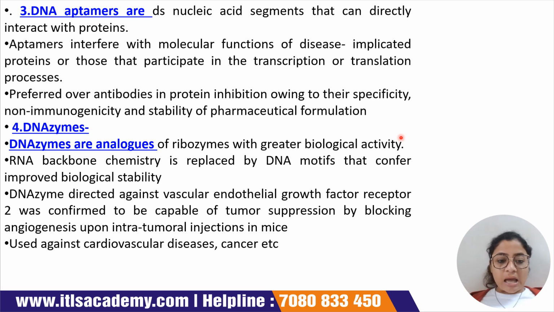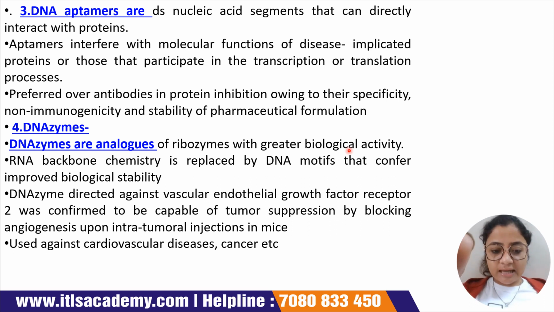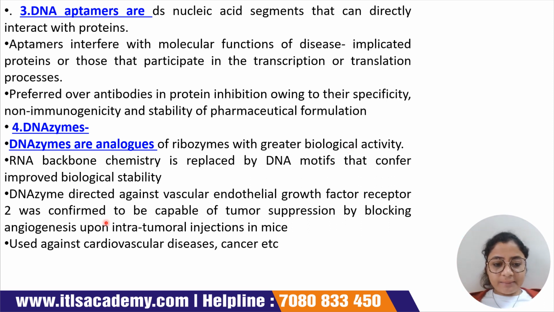Okay. And the fourth category will be the DNA enzymes. What are they? DNA enzymes are analogs of ribozymes with greater biological activity. RNA backbone chemistry is replaced by DNA motifs that confer improved biological stability. Because, as I mentioned, RNAs are less stable; they are comparatively unstable than DNA, isn't it? So if we can use the DNA enzymes as analogs of these ribozymes, then we will be doing away with the instability of the RNA or the ribozymes.